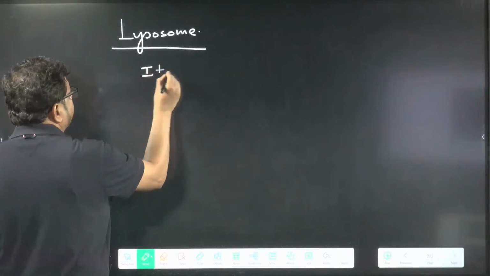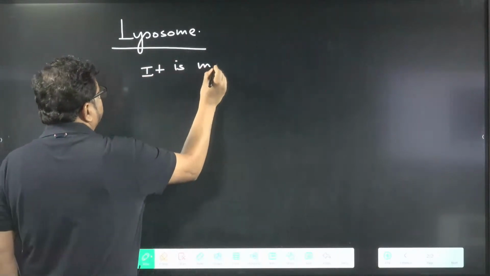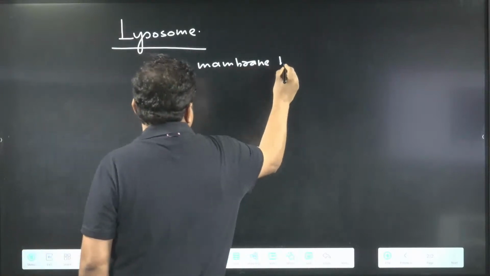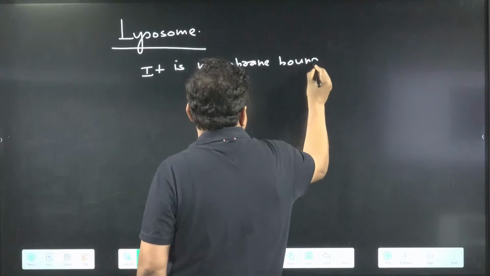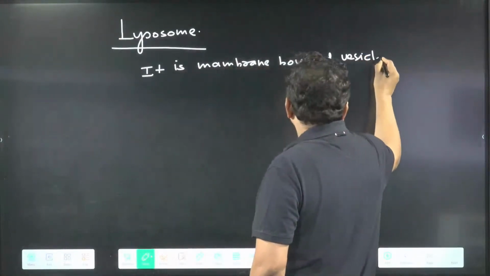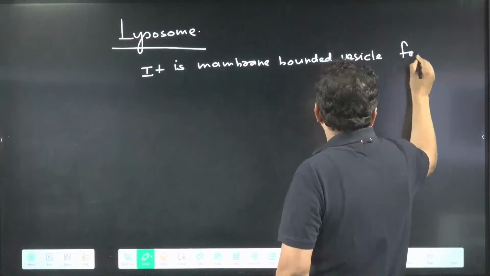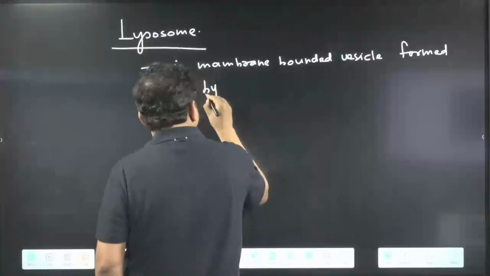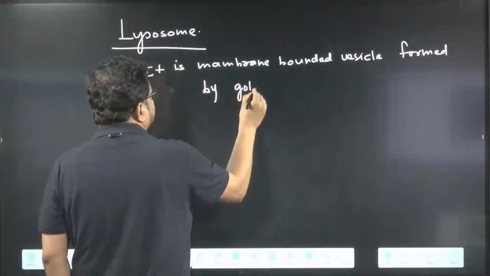It is a membrane bounded vesicle formed by Golgi complex.